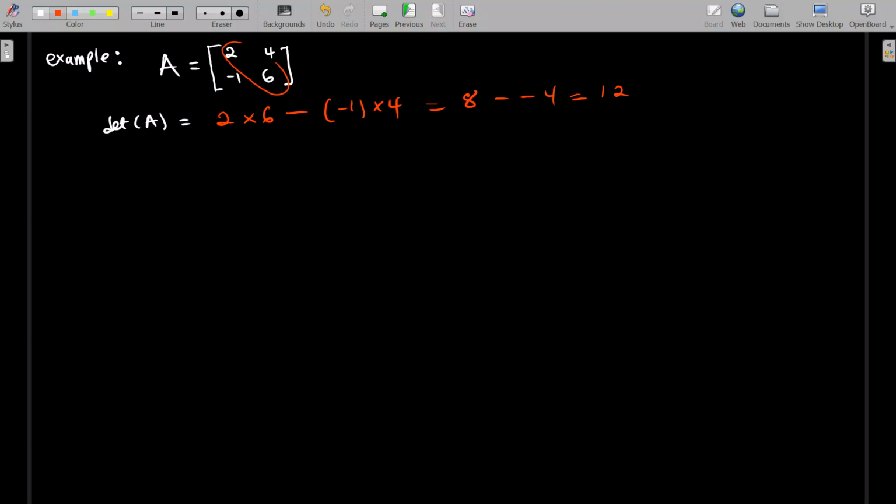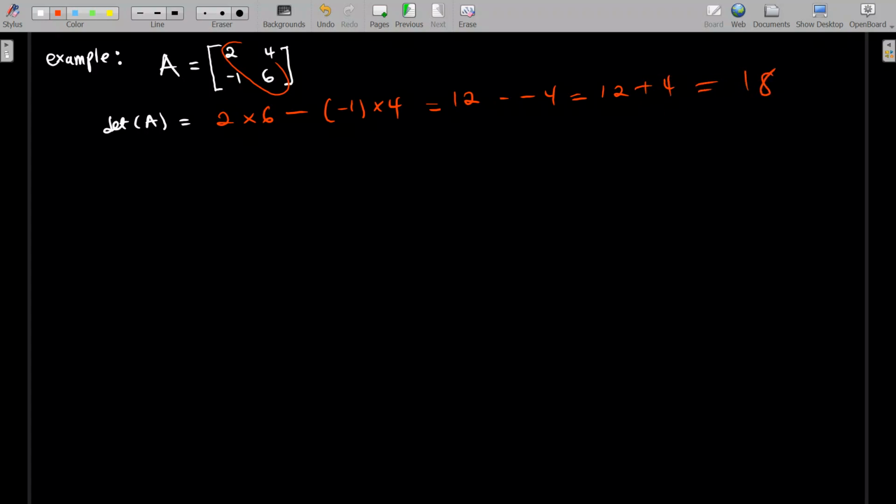So we're going to look at the determinant of this again. 2 times 6 is actually 12. I'm sorry about this part. I don't know why, but I made that mistake there. 2 times 6 is 12, and then minus -1 times 4, which gives me 12 plus 4, so that's going to be 16.